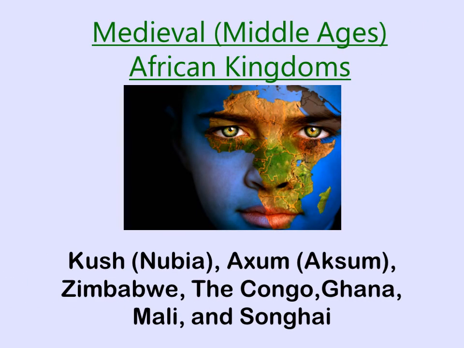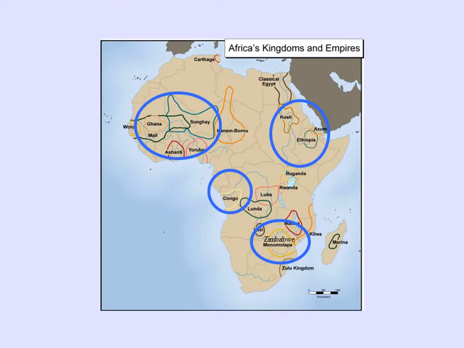So here we go into the medieval period, also known as the Middle Ages, of African kingdoms. So these are all the ones in front of you that we're going to talk about. So Kush, also known as Nubia, same place. Axum is spelled two different ways, and the rest you can figure out. So here's the places that we're going to talk about. So we're generally going to be all over the continent of Africa.